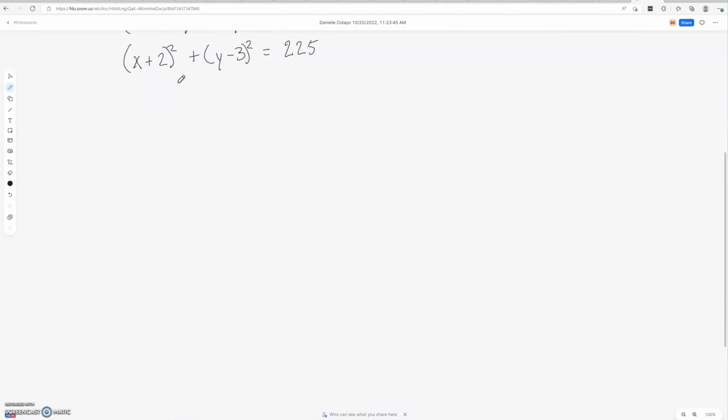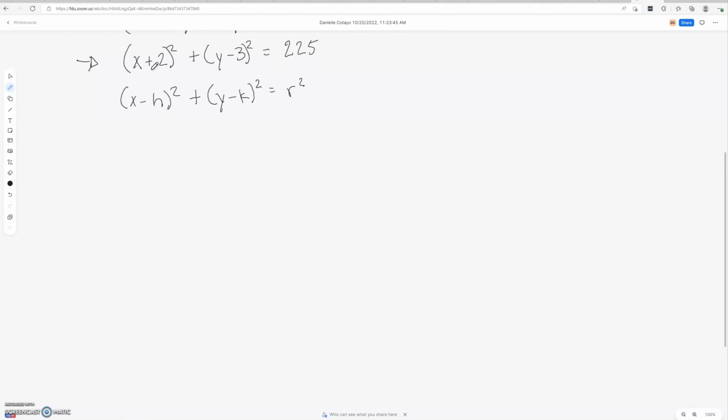So now in the reverse way, right? Before we go on to the next example, if you were given this equation, (x plus 2) squared plus (y minus 3) squared equals 225, you would want to be able to tell me what the center and the radius are. So we would want to remember that this is (x minus h) squared plus (y minus k) squared equals radius squared, so you would want to be able to go in reverse.